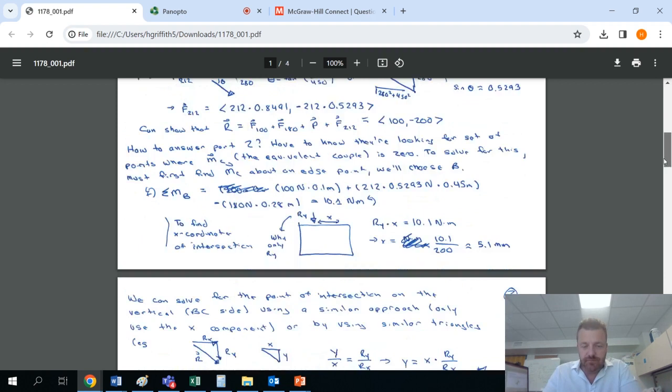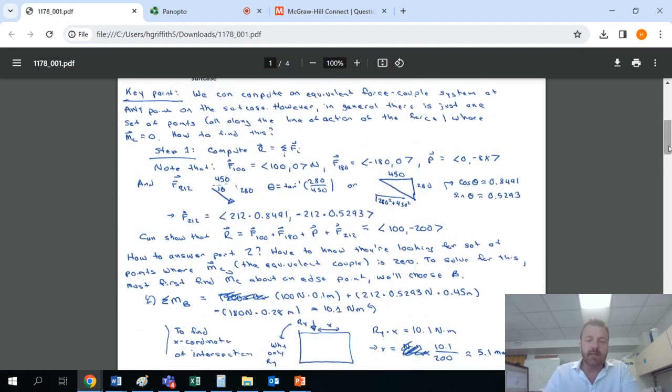So what we want to do is basically determine the force couple system about some point on the edge of this suitcase. The way that I did it is I picked this upper right-hand point, which is B, and then we're going to ask ourselves, can we find another point on the suitcase such that the resulting force couple system would have zero couple?